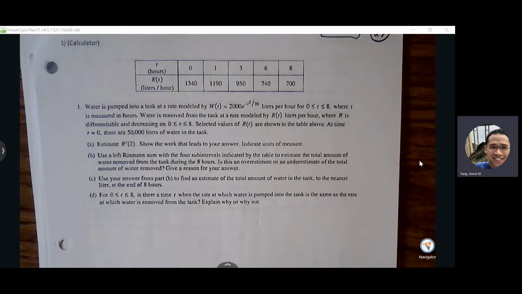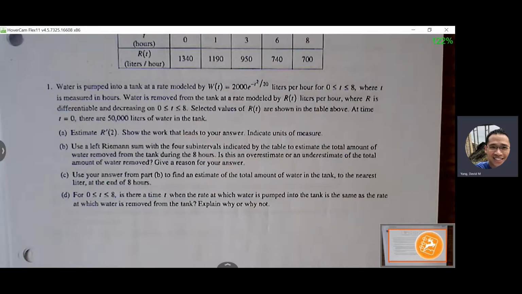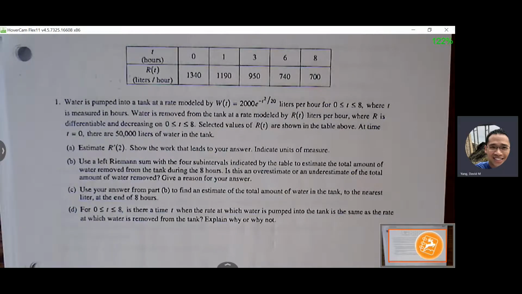Okay, number 1, water is pumped into a tank at a rate modeled by W of t, where t is measured in hours. Water is removed from the tank at a rate modeled by R of t, liters per hour. So water is pumped into the tank by this equation, this rate of W of t, but then R of t is provided by just that table above. Okay, select values of R of t are shown. At time t equals 0, there are 50,000 liters of water in the tank.